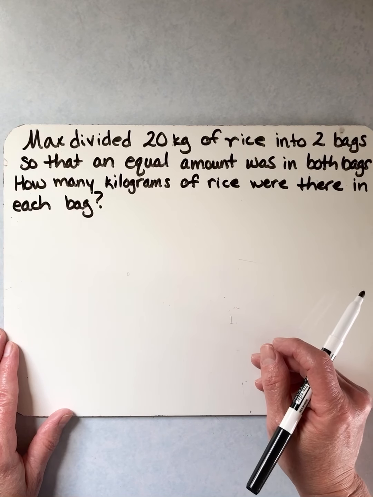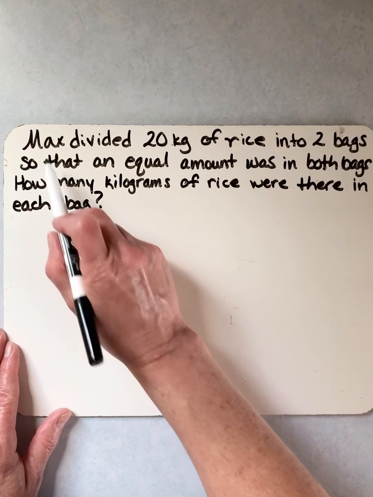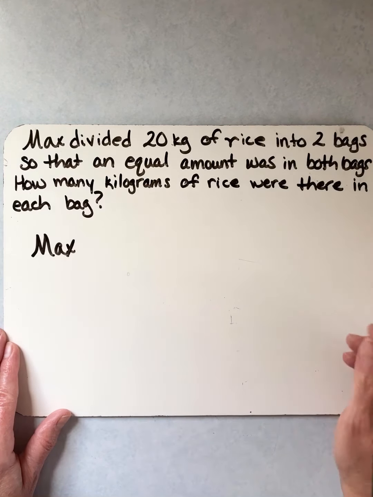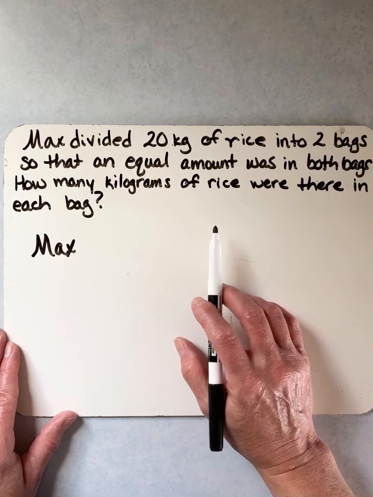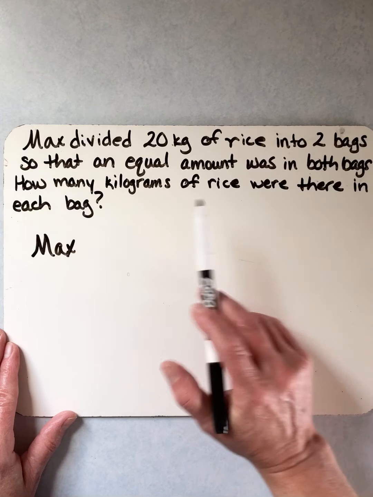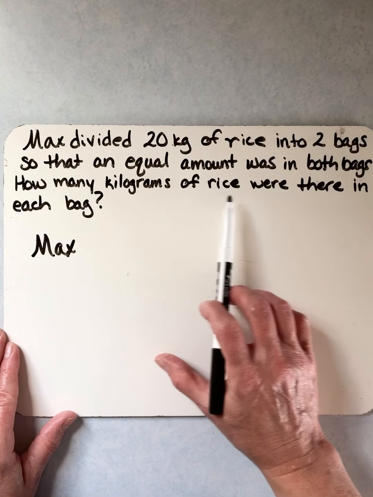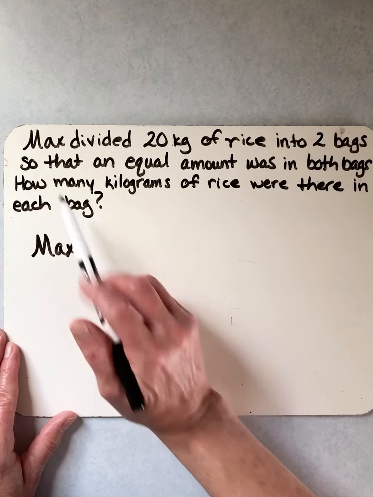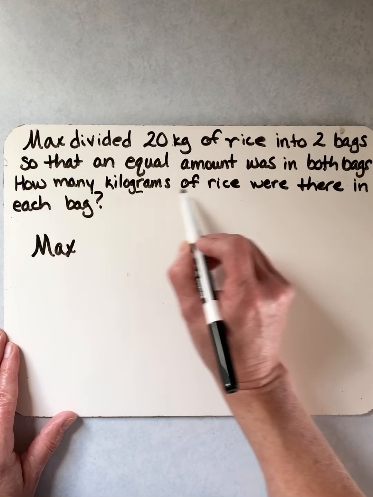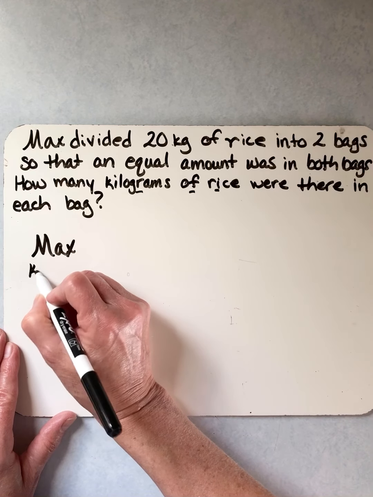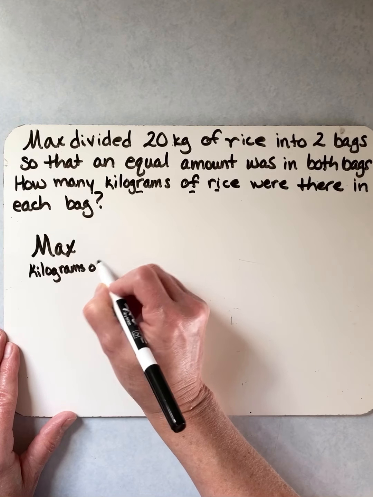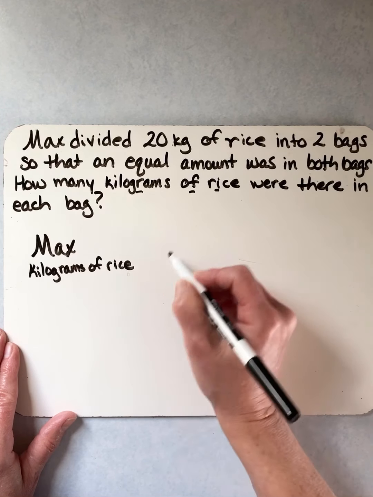Step 2. Who is involved in the problem? Max. And so we write Max underneath the word problem. Nobody else is involved. Then we decide what is involved in the problem. So is it kilograms of rice or is it bags? I think we're going to go with kilograms of rice. You could say bags of rice, and that would be correct too.